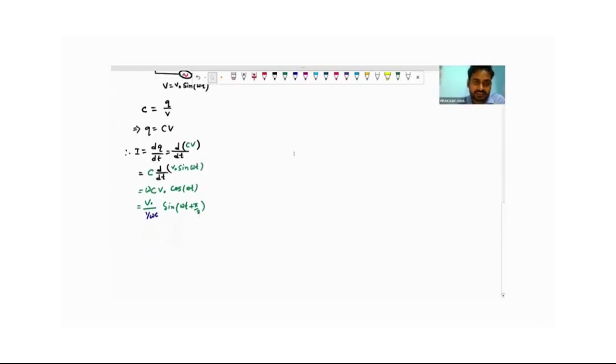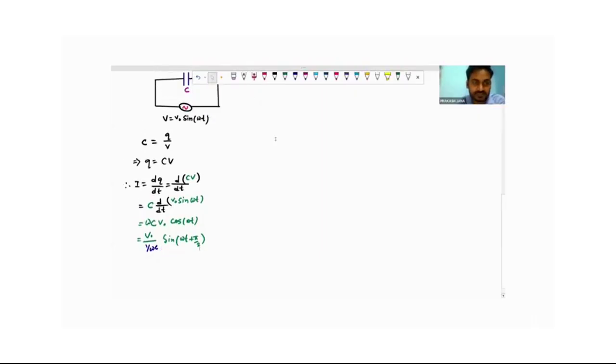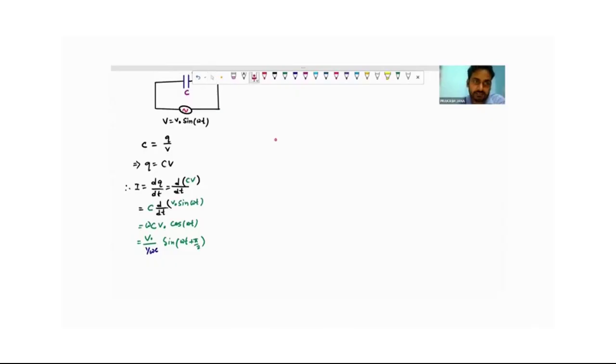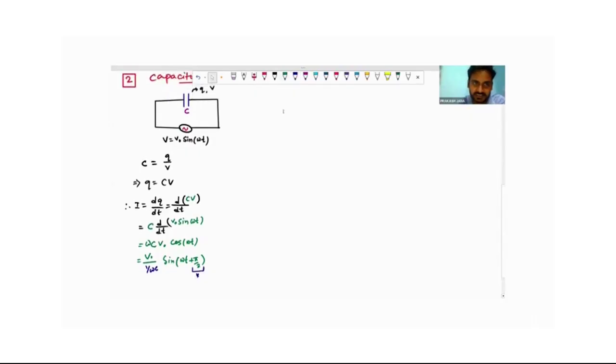Why do we write this cos omega t in terms of sine omega t plus pi by 2? Actually, we want to compare with the given voltage supply V. Here it is sine omega t, here it is sine omega t plus pi by 2, isn't it? So the phase difference here is pi by 2. This is also important.